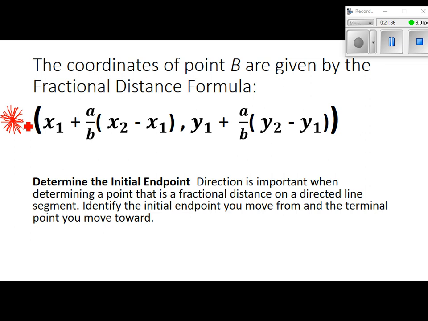Again, the x1 is going to be the x coordinate. For each one of these, you're going to have two points. You're going to have x1, y1. That's your starting point. Then you're going to have an ending point, and it's going to be x2, y2. Every time, you're going to have a starting point and an ending point. So we're starting at this point, and we're going in this direction to this point.